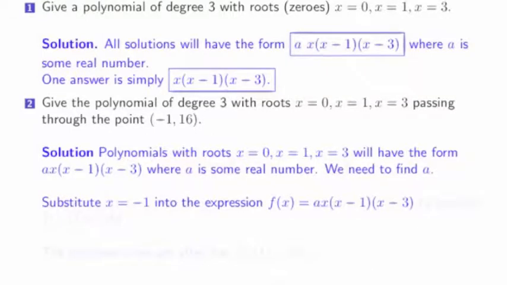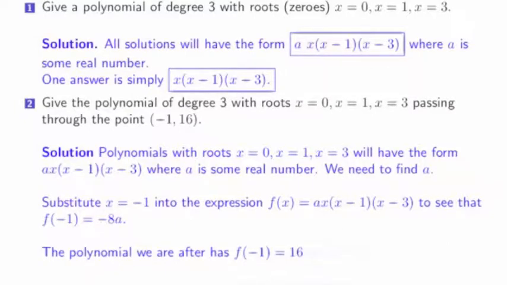So plug in minus 1 to this expression, and we get minus 8a. That means that a should be minus 2. So there's my answer: minus 2 times x minus 1 times x minus 3. We solve for a.